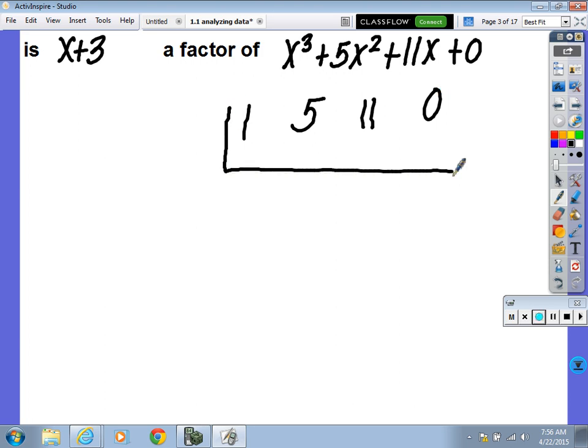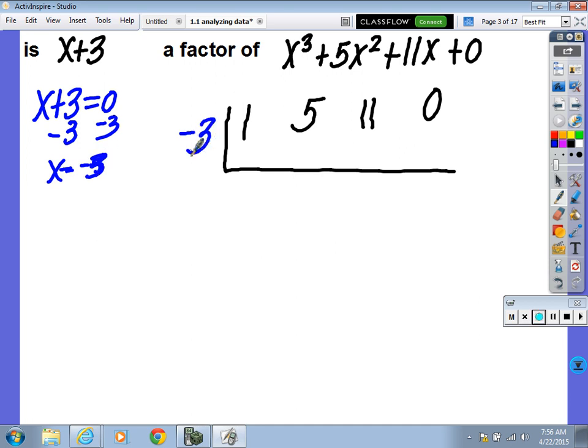We set up our box. Now, what are we going to use to do our synthetic division with? Very good, -3, because we set the factor equal to 0 and solve, so we will get x is equal to -3. So we're going to put a -3 on the outside of our box. Okay, then you always drop down the first term here, so we'll drop down your 1. 1 times -3 is -3. That's what goes up there. Add straight down, we get a 2.